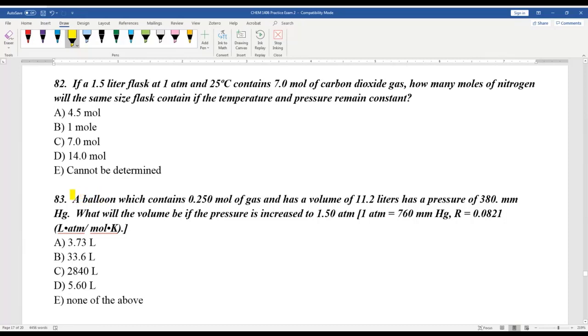Well, actually, that's an ideal gas law one. Oh no, it's not. It says a balloon which contains 0.250 moles of gas and has a volume of 11.2 liters and a pressure of 380 millimeters of mercury. What will the volume be if the pressure is increased to 1.5 atm? So this is a tricky question because there's a lot of extra information given, and you don't actually need a lot of it.